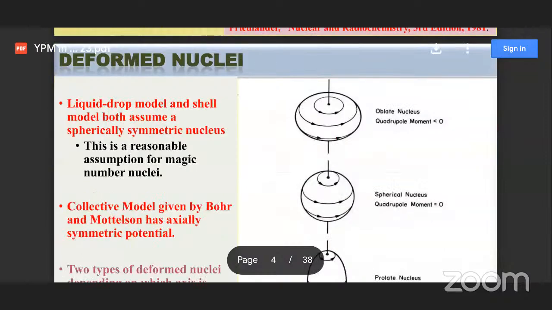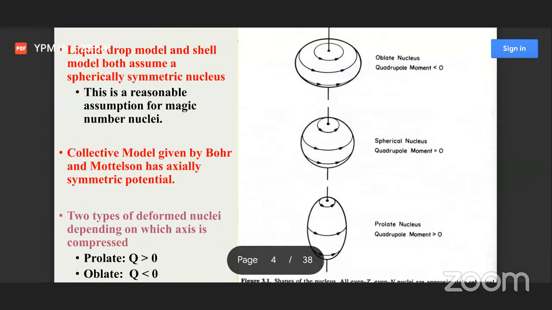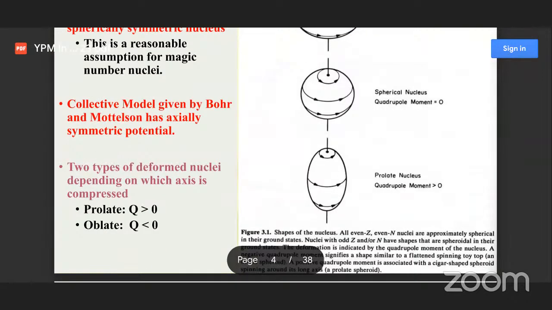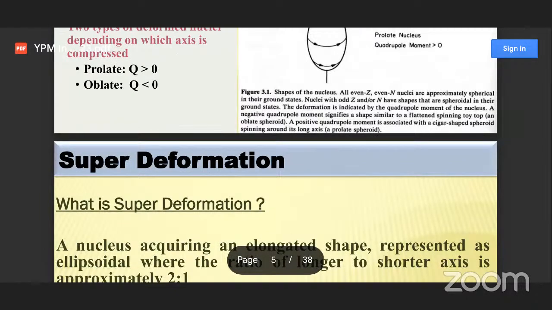Now we have the deformed nuclei. The liquid drop model and the shell model both assume a spherically symmetric nucleus. This is a reasonable assumption for magic number nuclei. If the quadrupole moment is 0, then we have a spherical shape, and if it is greater or less than zero, we have the oblate or the prolate shape, respectively. Later came the collective model, given by Bohr and Mottelson, which has an axially symmetric potential, and that was the only model at that moment to explain the deformed nuclei. Now I come to the super deformed nuclei.